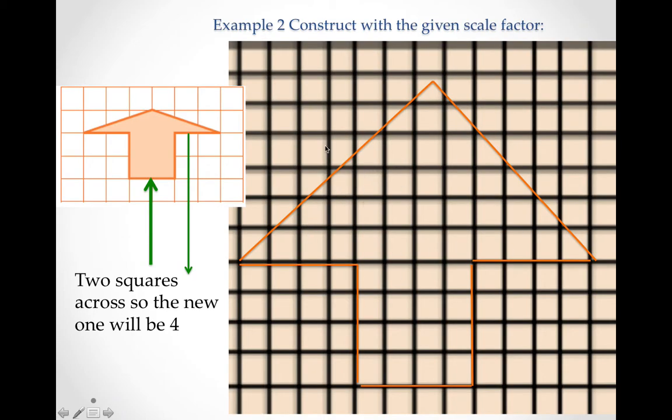Obviously yours will be a lot more accurate because my grid is a bit skewed, but as long as your numbers are correct, and you can double check, do a visual check that that's 2, so it should be 4 all the way around. So therefore I have a new shape with a scale factor of 2.